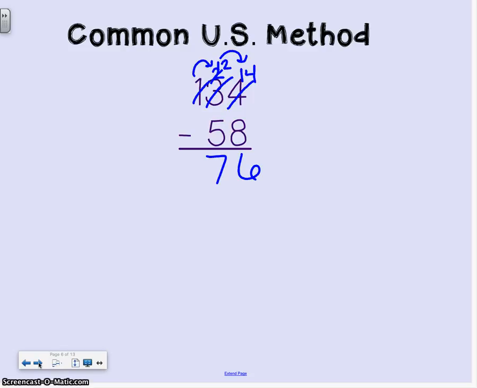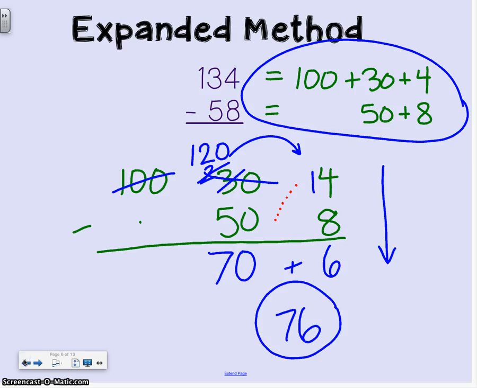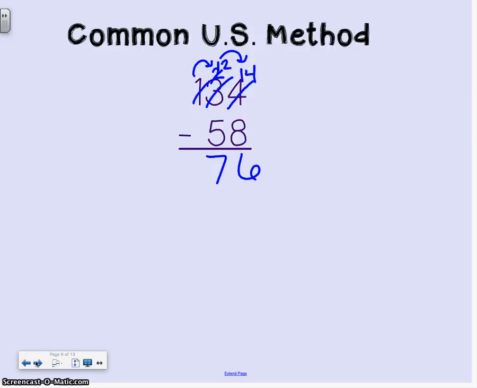Miss Anderson, is that the same answer we got on the last page? It sure is, but it looks like you did the exact same thing with a lot less work. I think if it was up to me, I would probably use the common US method. But if one of my friends thought that expanded method was better for them, they should definitely use that. That sounds like a good plan.